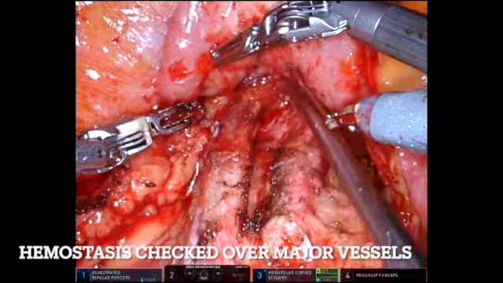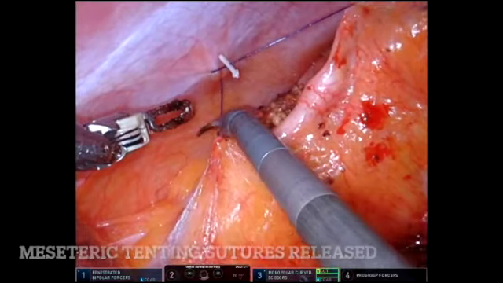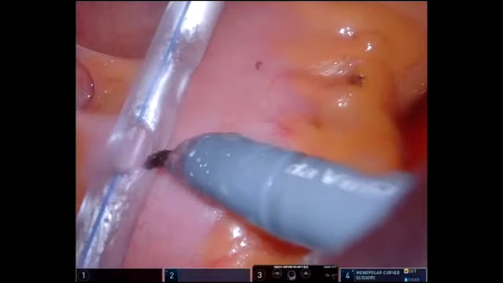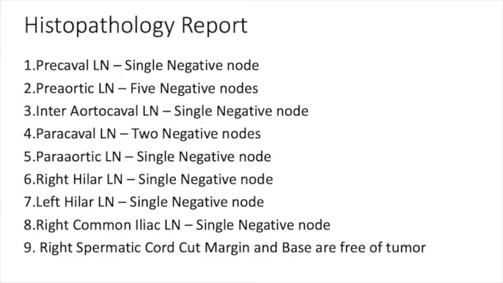Now, after this, hemostasis was checked over the major vessels, and it was found to be normal everywhere. Surgicel was placed, and mesenteric tenting was released, and the small bowel was repositioned, and an abdominal drain was placed. This was the excised 9 specimens. Our total console time was 2 hours with total operative time of 3 hours. He didn't require any blood transfusion.